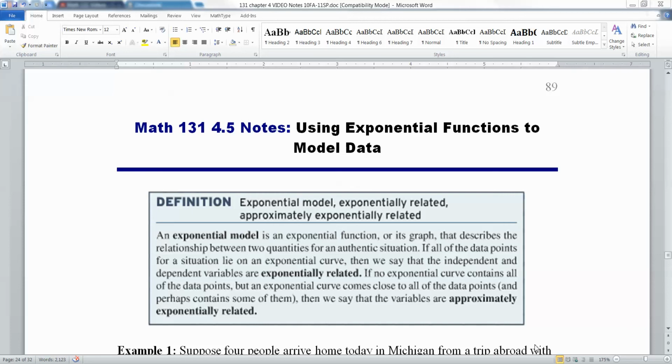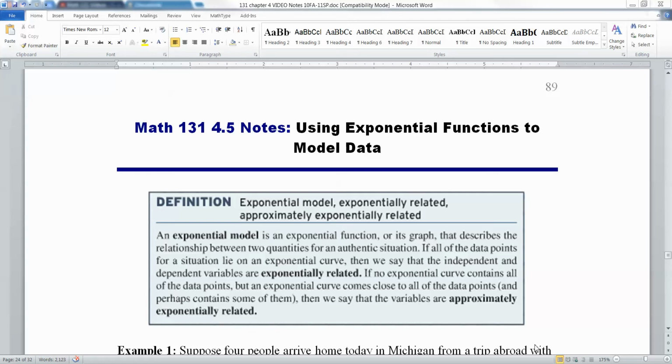To quote Han Solo yet again, this is where the fun begins. All right, so for 5, we're going to be using exponential functions to model data. And you know by this point that modeling doesn't mean Heidi Klum. It means taking real life data and trying to find a curve or a line that approximates it. Speaking of which, let's read that.